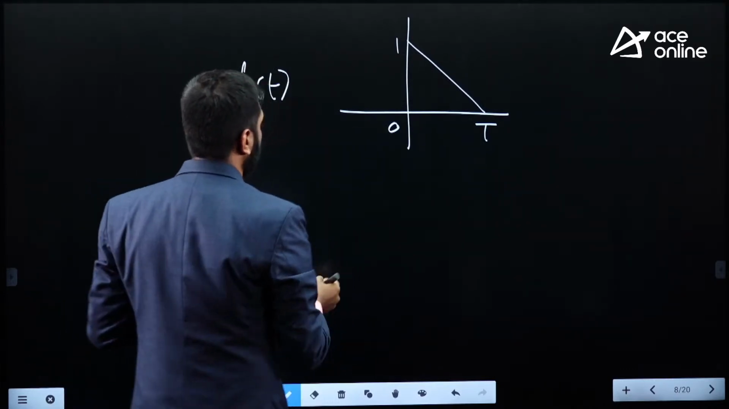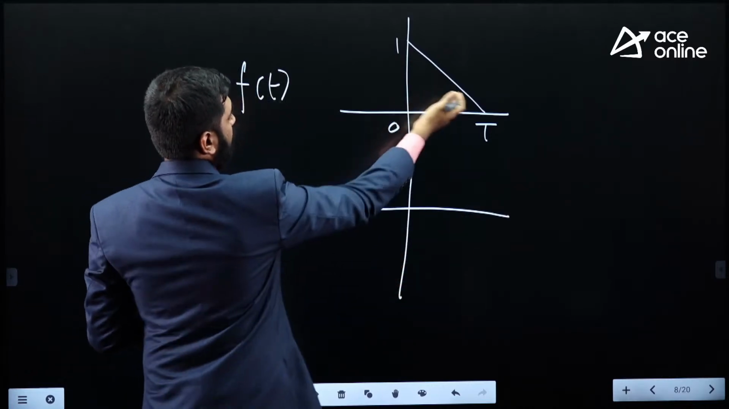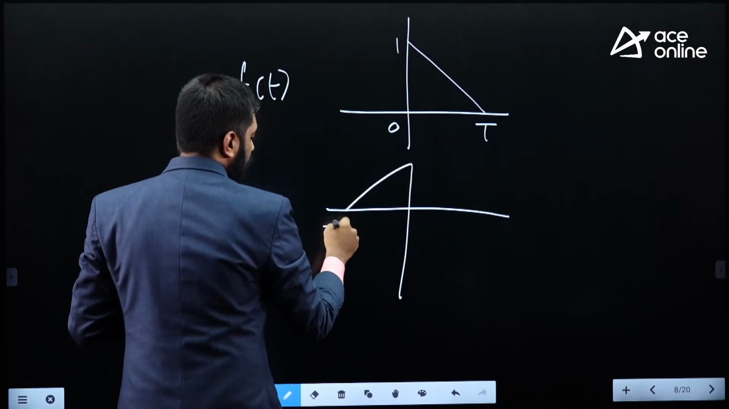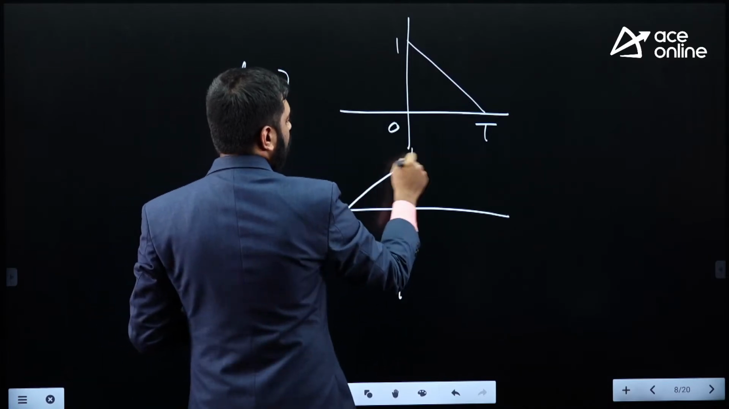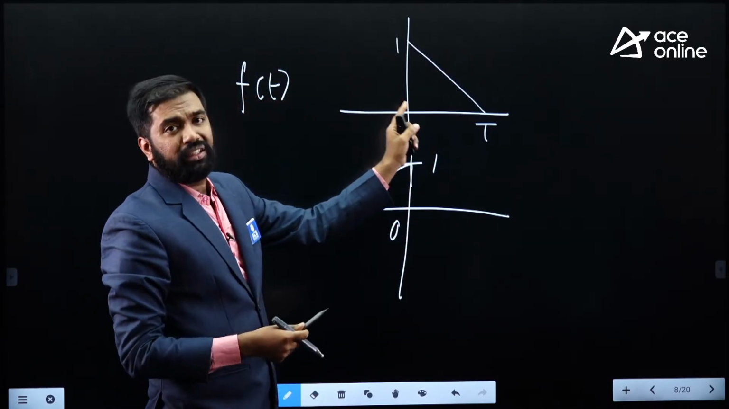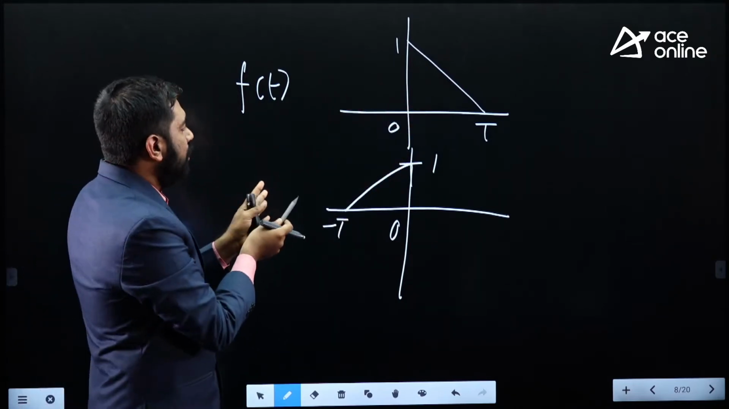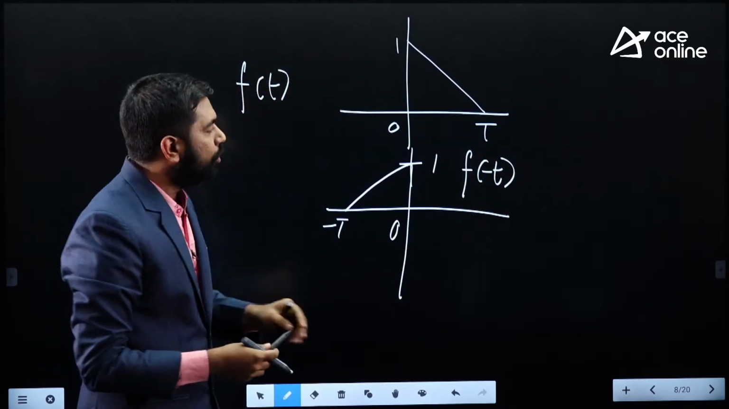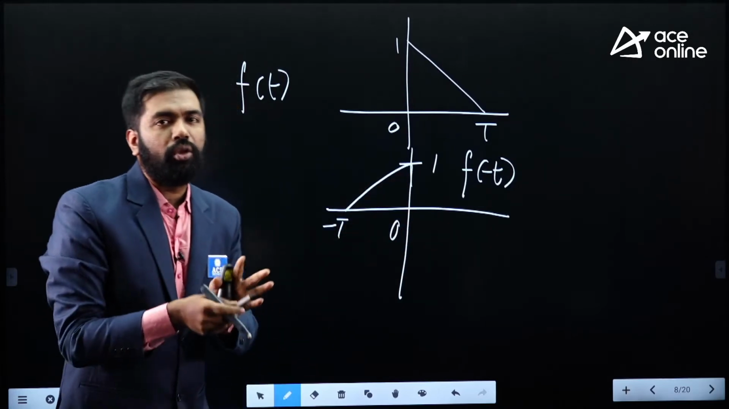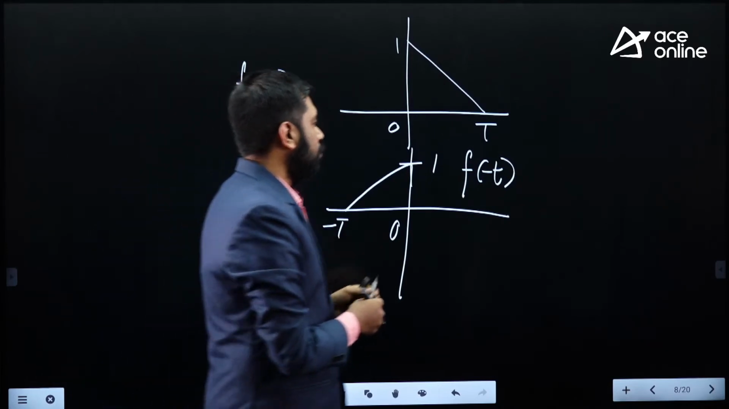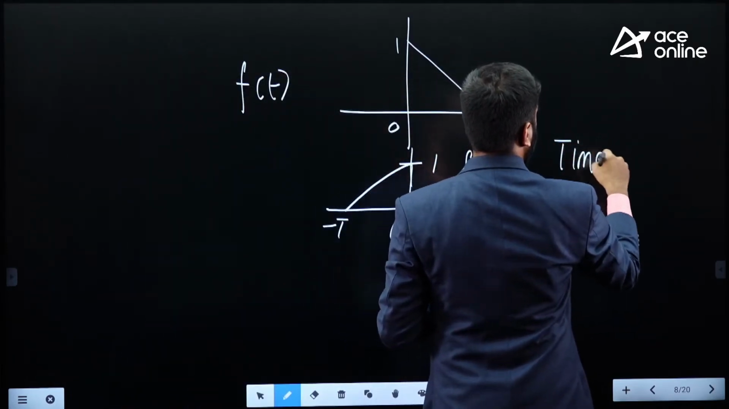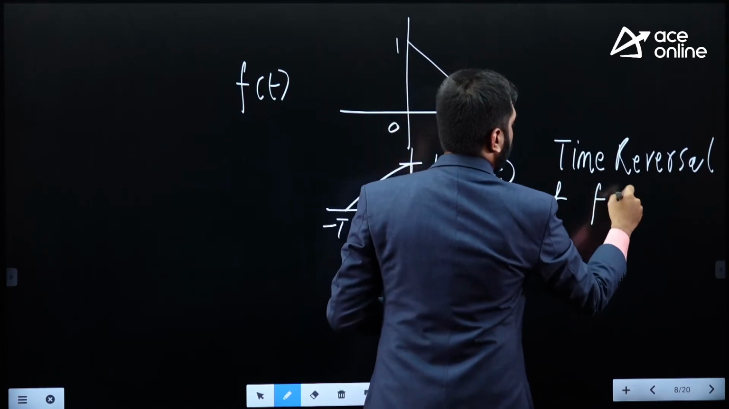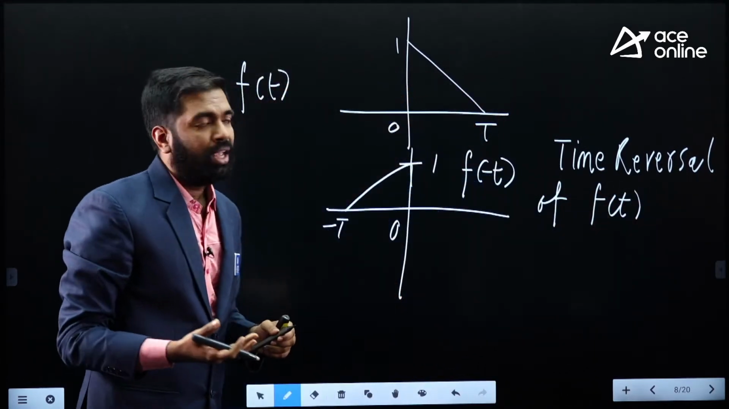Let me show you how to rotate this about the y-axis. Take this and do the rotation about the y-axis. What you get is a signal like this, which is from minus T to 0, where the value is 1. Whenever you rotate a signal about the y-axis, whatever you get is called the time reversal. So what is this called? The time reversal of f of t, or simply the rotation of f of t about the y-axis.